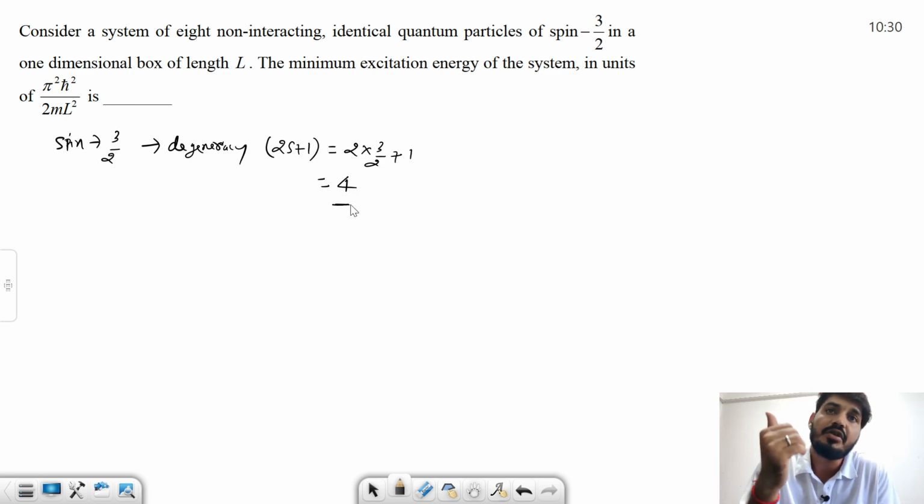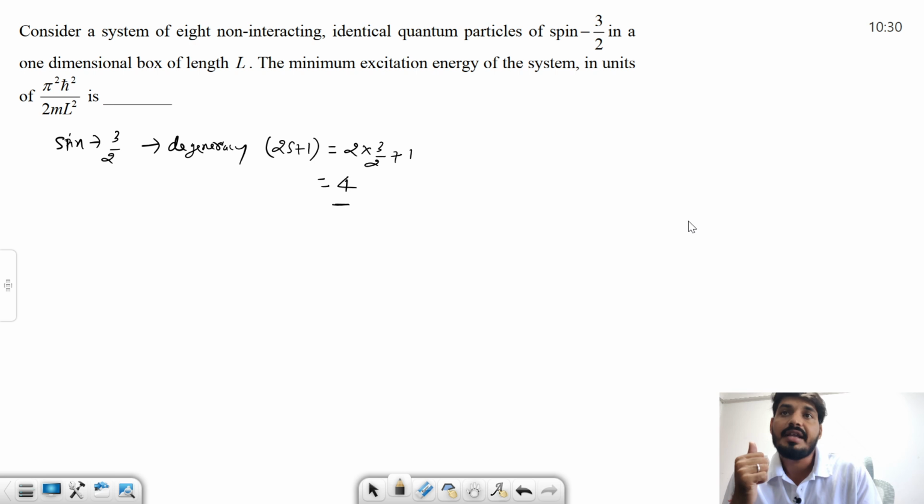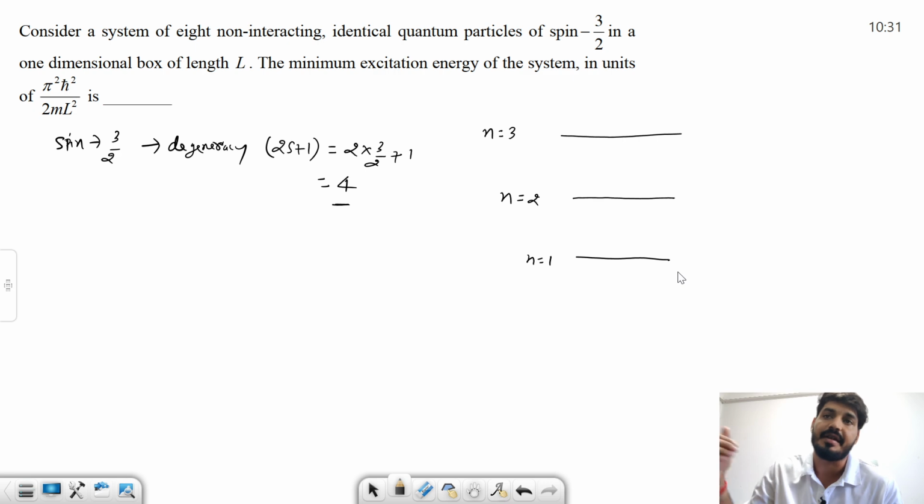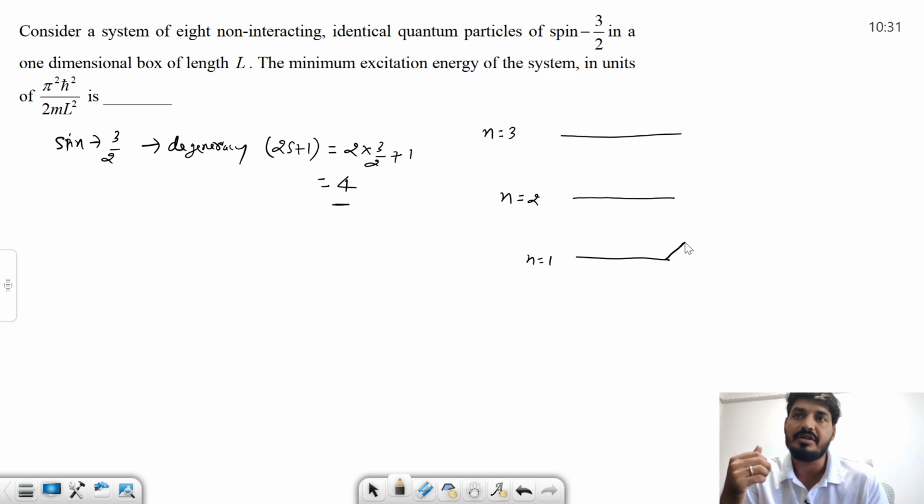What is the meaning of this degeneracy? It means, suppose you have a ground state, n is equals to 1. First excited state in 1D box, n is equals to 2. The next state, n is equals to 3. Now because of this spin degeneracy, each state is split into 4 different states. This is the meaning of this degeneracy. This state has 4 different states.